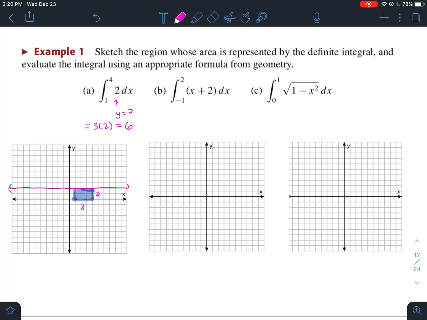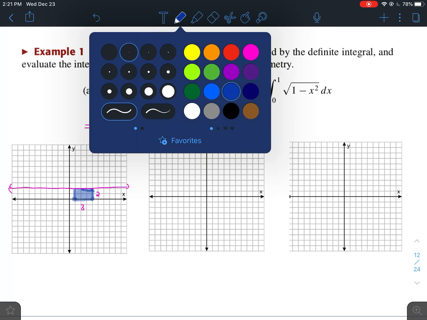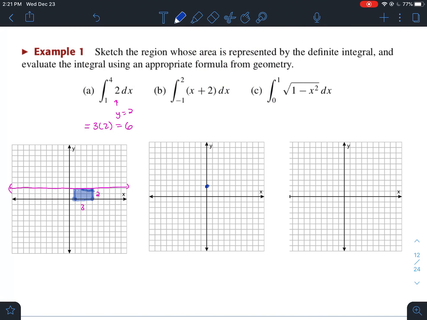Well, to find the area of that box, it's just going to be base times height. The base is 3, the height is 2, and so this is just going to be 3 times 2. So that definite integral is going to be 6 because the area under the curve, so between the curve and the x-axis, is 6. On B, we are going to do x plus 2.